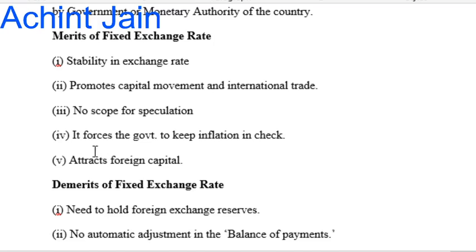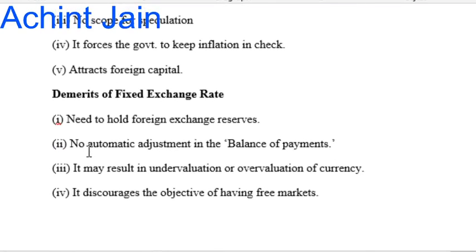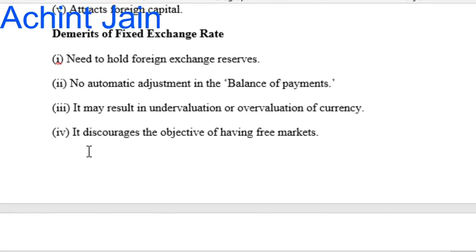Besides the merits, we have demerits also. The various demerits of the fixed exchange rate system are: it requires high reserves of gold. Huge gold reserves hinder movement of capital or foreign exchange. It discourages the objectives of having free markets. It may result in undervaluation or overvaluation of currency. It may not be the market equilibrium. An economy following this system may find it difficult to combat either depression or recession.